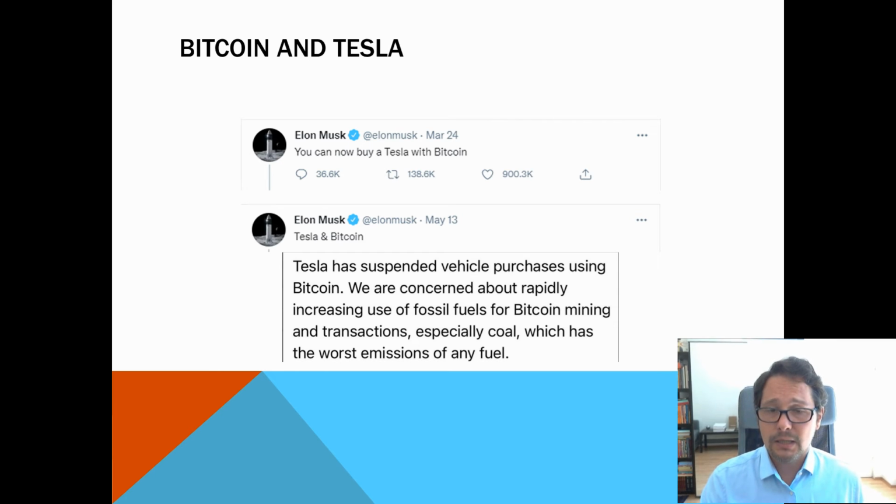Now, seriously, when he announced on the 24th of March that you can buy a Tesla with Bitcoin, he didn't know that Bitcoin is consuming so much energy and so much fossil fuel and is not friendly to the environment. I think that somebody told him that it's not a very good idea. We are selling cars which are supposedly friendly to the environment, but we are selling them with Bitcoins, which is not so friendly with the environment, and maybe he got second thoughts.